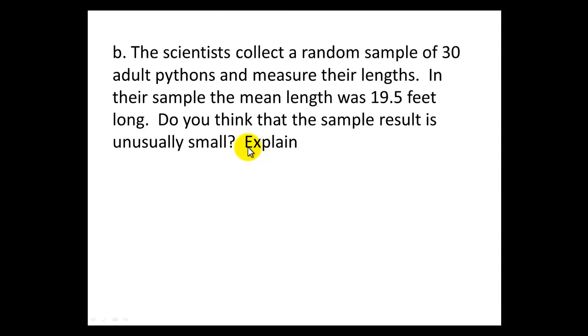The scientists collect a random sample of 30 adult pythons and measure their lengths. In their sample, the mean length was 19.5 feet. Do you think the sample result is unusually small? What's changed here is that the scientists didn't just select one snake. They actually took a sample of 30 pythons, and let them be represented by their mean length. That is, they added all the snakes' lengths up and divided by 30 and figured out that the mean length was 19.5. So they're working with a collection of snakes rather than just one.